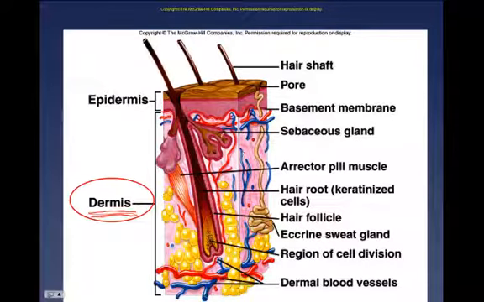You're going to see we have lots of glands. We have sebaceous glands running through here. Here is a nice picture of what we call a sebaceous gland, or an oil gland. We've got hair follicles running through here, and we're going to talk about that. We've got sweat glands running through here. So we've got a lot going on inside the dermis.